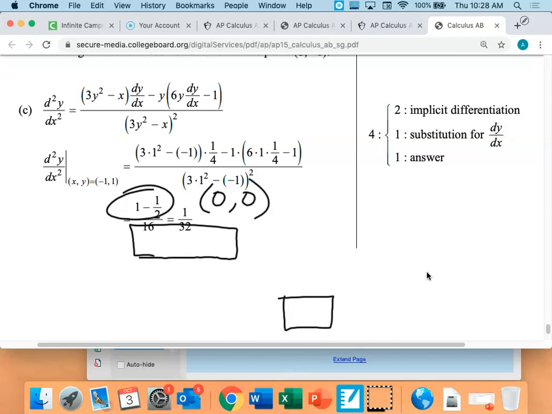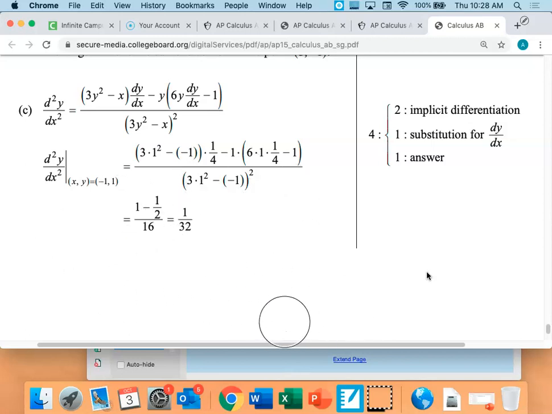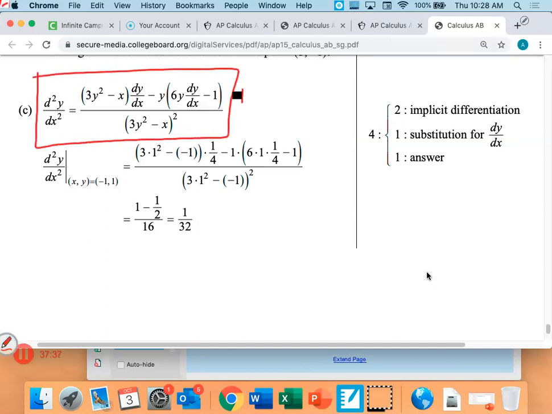all you had to do is find the second derivative. It was a little messy. No, you don't have to simplify, but they asked it at a number, so you had to plug in the number, right? Okay, so you got a point if you had your second derivative, right? That was 2 points. So this guy right here, that guy, 2 points.